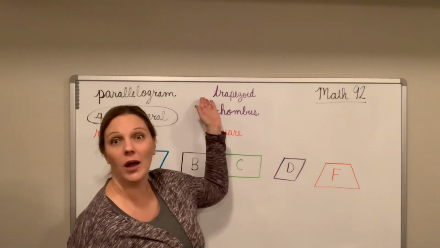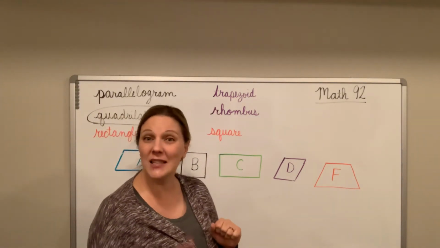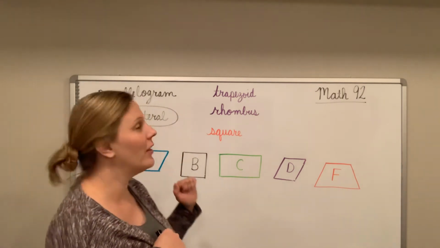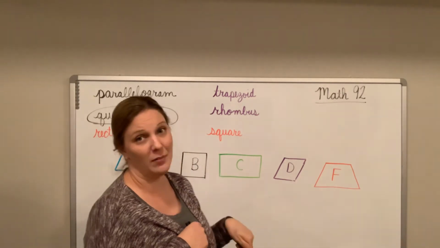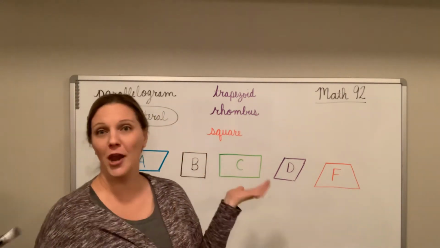Is it a trapezoid? Why, yes it is, because it has exactly one set of parallel lines. Is it a rhombus? Nope. Their sides are not the same length. Is it a square? No.